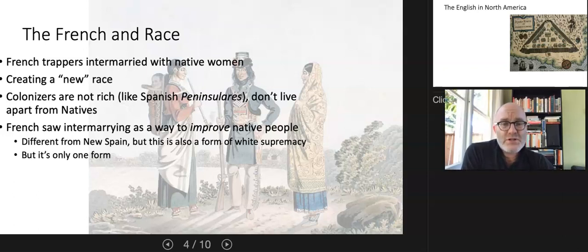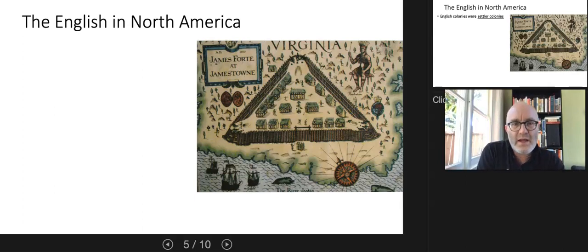Okay, so that is the French. They are, in a very arrogant kind of way, thinking that they are improving this race. That is their form of white supremacy, right? Saying we're so good that we're actually going to improve your race by intermarrying with you. So Spanish have one way, French have another way. English have yet another way.